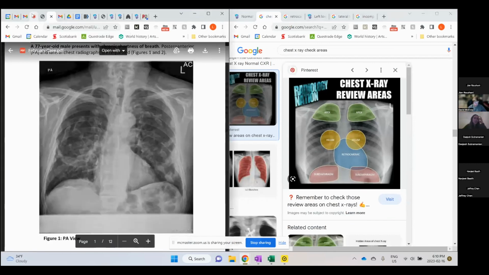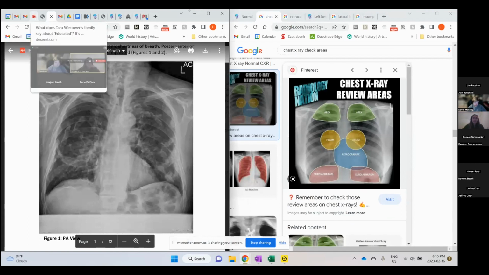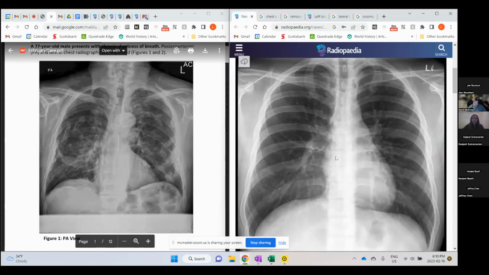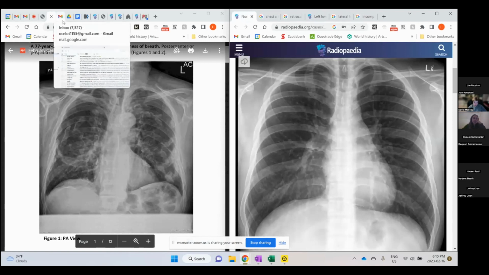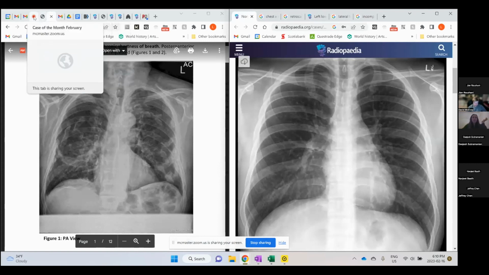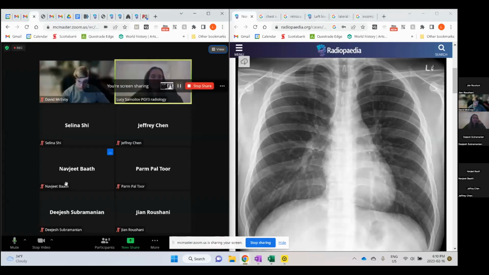So who wants to practice taking this case? I'll put up a normal as a reference, and then just practice describing whatever you're seeing. Okay, maybe I'll just pick on someone.